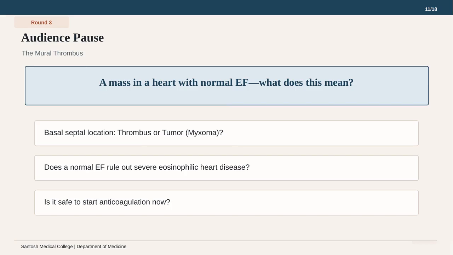First, considering the basal septal location, we must decide if this mass is a thrombus or a primary cardiac tumor like a myxoma. Second, you have to ask yourself if a normal ejection fraction completely rules out severe eosinophilic heart disease. Often, we equate heart damage with reduced pumping function, but that might be a dangerous assumption here. Finally, look at the last question regarding treatment. With multiple recent brain infarcts, is it actually safe to start systemic anticoagulation right now? Let us see how the clinical agents unify these disparate pieces of evidence.